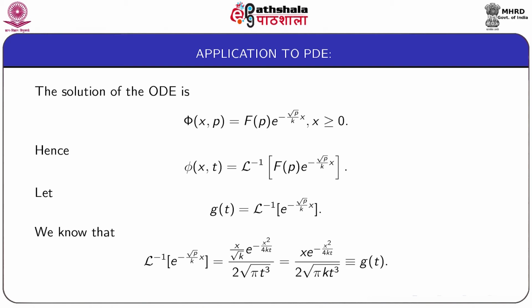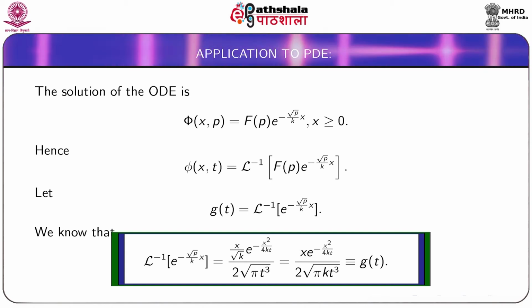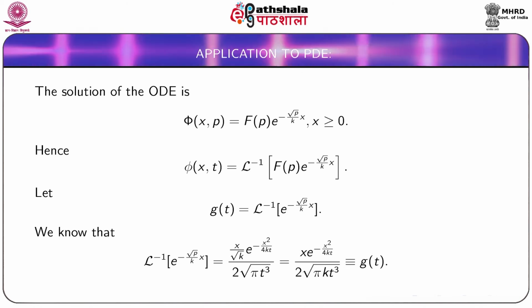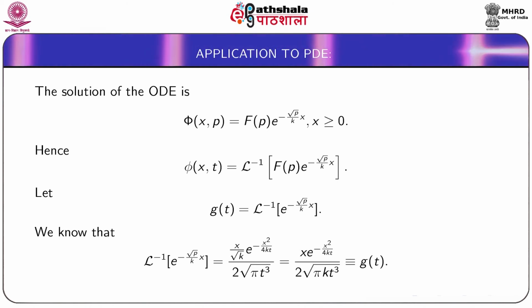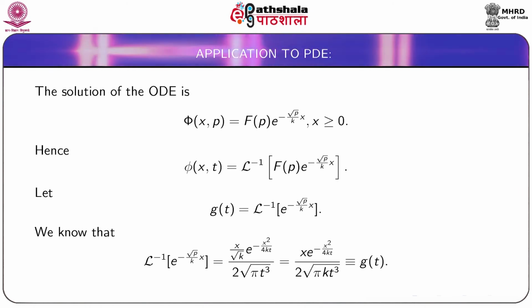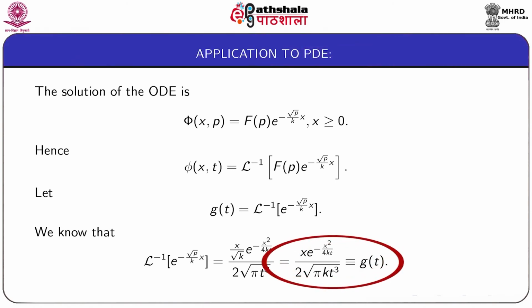And we have obtained earlier in module 4 chapter 7 that the Laplace inverse of e^(-√(p/k) x) is equal to (x/√k) e^(-x²/4kt) divided by 2√(πt³). And this is equal to x e^(-x²/4kt) divided by 2√(πk t³), and that gives the function g(t).